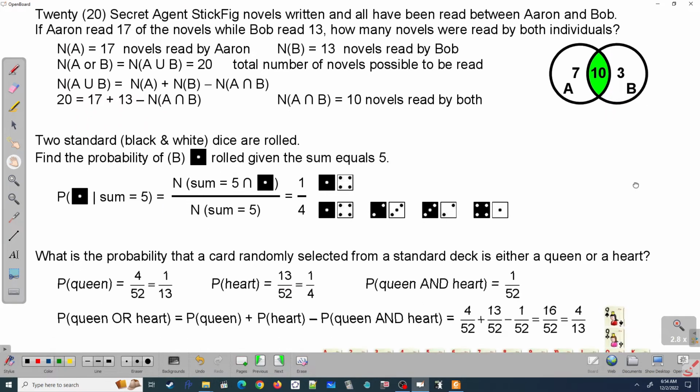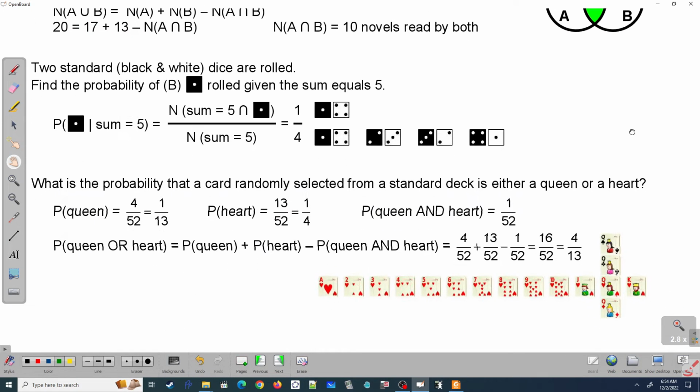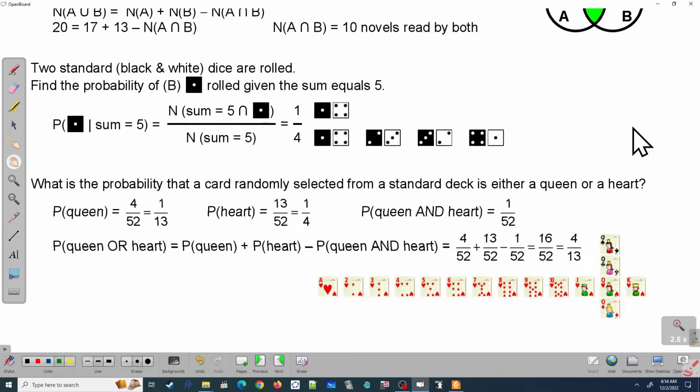And finally, here we go. What is the probability that a card randomly selected from a standard deck is either a queen or a heart? Now, if I look at the probability of getting a queen, I could think of this as the number of ways, which is 4, 1, 2, 3, 4, and that's 4 out of the possible 52 cards, or 1/13.